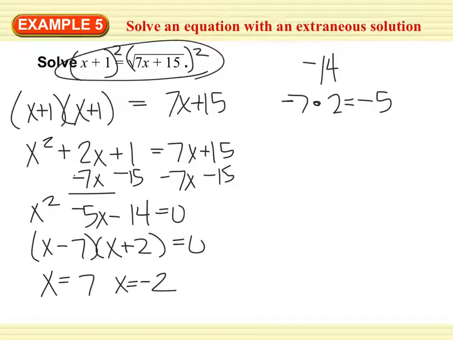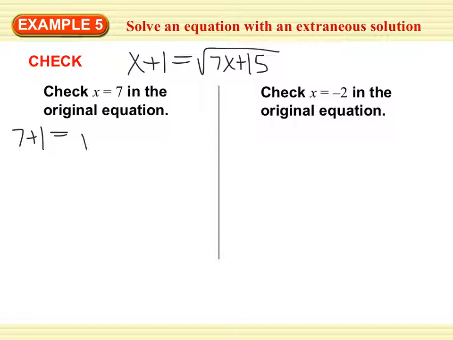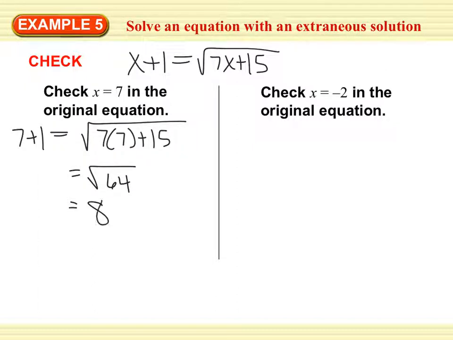I need to grab this equation, my answers, and check my work. Okay, the original equation was x plus 1 equals the square root of 7x plus 15. So check, I've got 7 plus 1 equals, I'm plugging in 7 times 7 plus 15, which gives me 64. 7 plus 1 does equal 8. We're good.